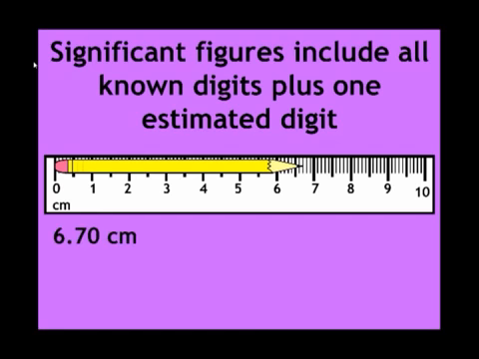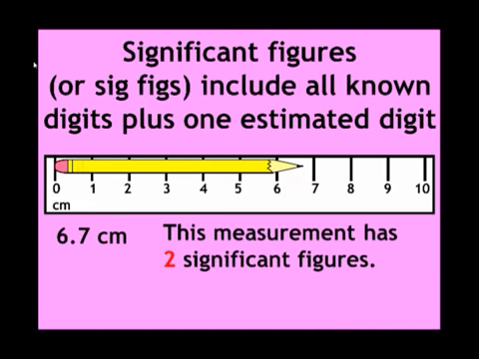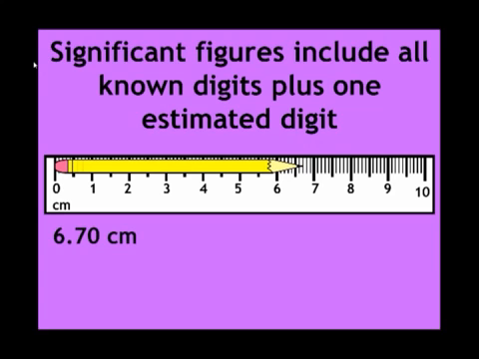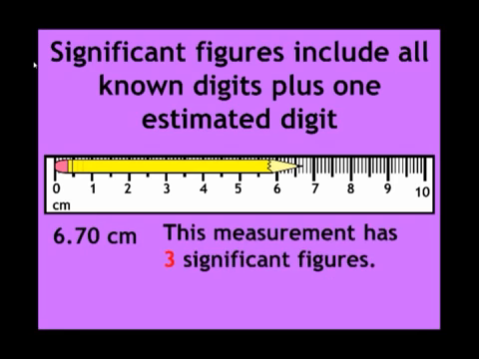So 6.70 centimeters. Pay special attention to the fact that I had just shown you 6.7 on the previous slide, and now I am showing you 6.70. So in this chemistry class, 6.70 is more precise. How many significant figures is a measurement of 6.70? 3. So this measurement has 3 significant figures.